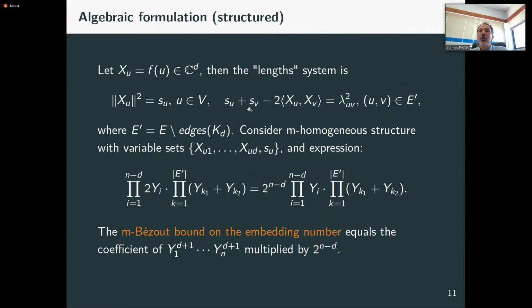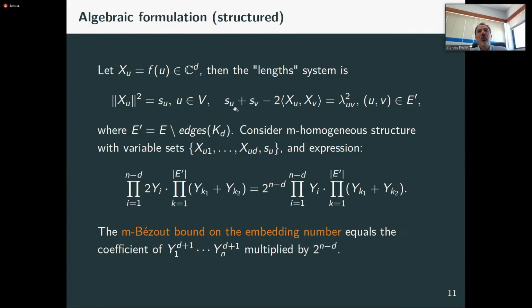Here I have the sum of squares in these new variables, and here I have the bilinear term written as an inner product of the capital XU vector times the capital XV vector. Okay, so these are the bilinear terms that come from raising the parentheses to the square.